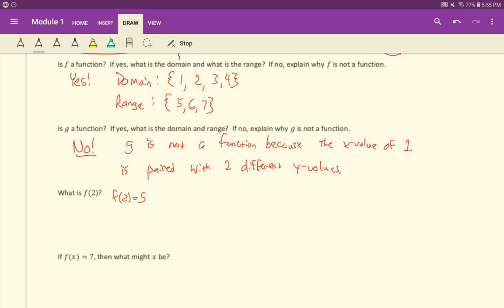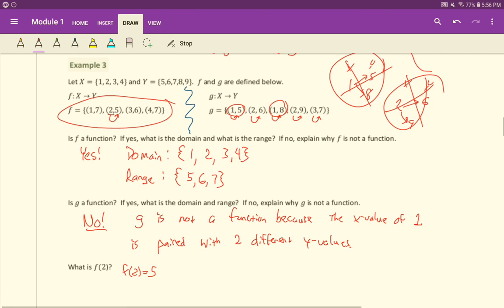If f of x is 7, then what might x be? Now here we change the question a little bit. Now we don't know what the x value is, but we know that when we plug that mystery x value into the function, we get 7 as an output or as a y value. So in other words, we're asking what is x if y is 7?